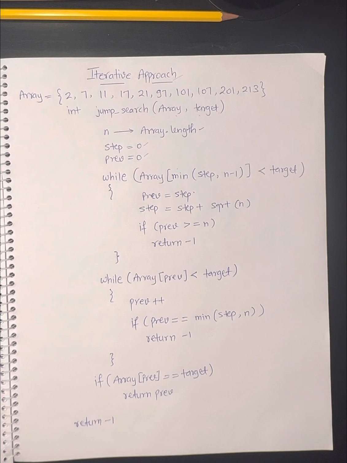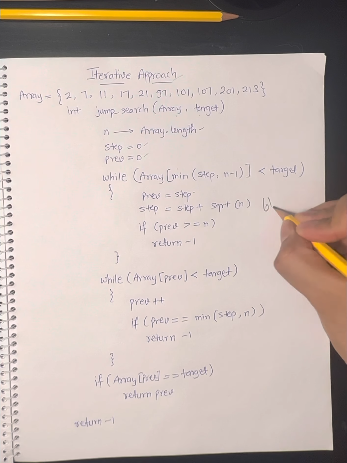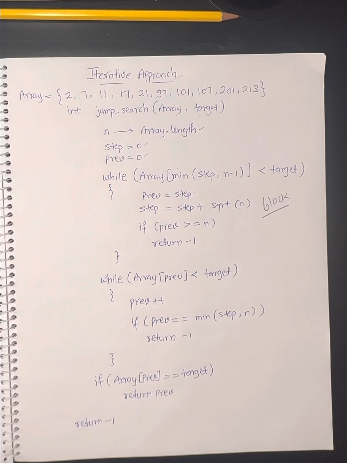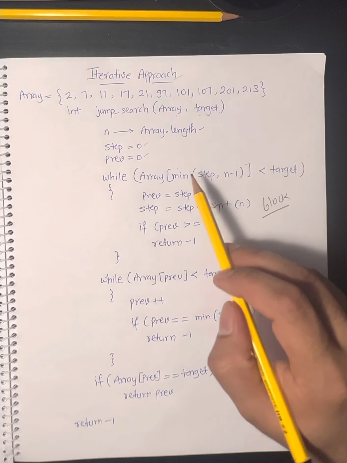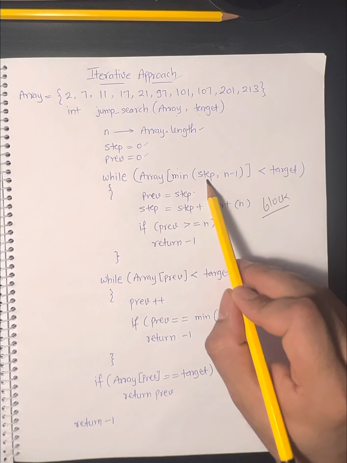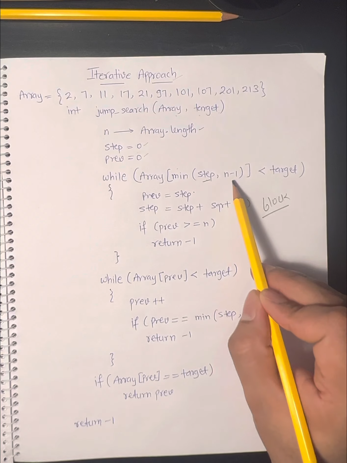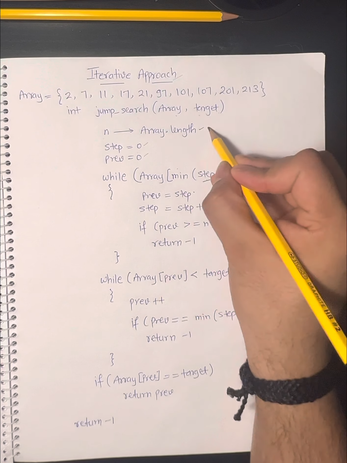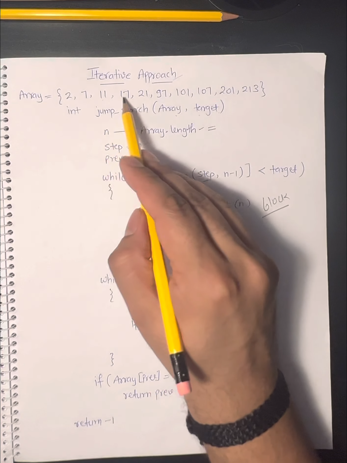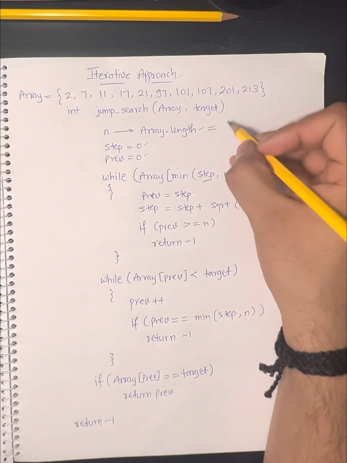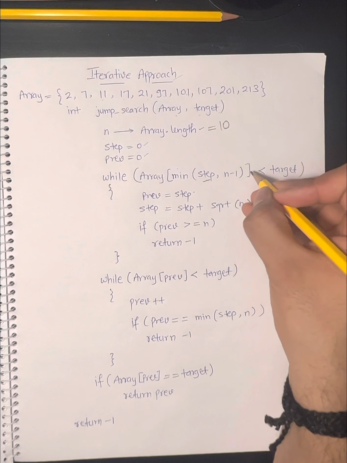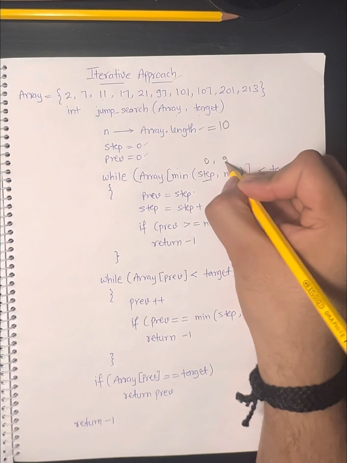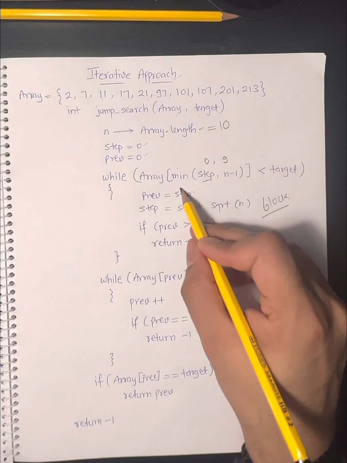So first we need to identify the block where exactly my element is. How do we do that? What we check is the first value, which is 0. So we take the minimum of the step that we have, that is 0, comma, n minus 1, the last element that we are checking. Here the length is 10, so we take 0, comma, 9. 0 is the minimum, so we check the 0th element first.